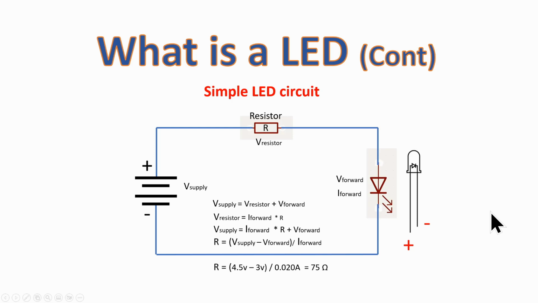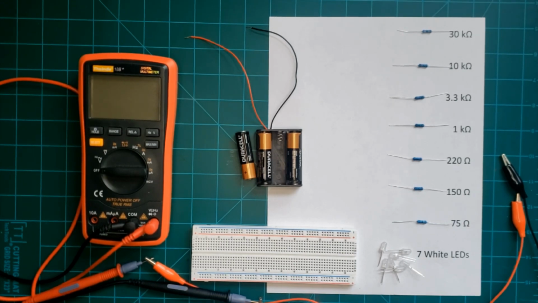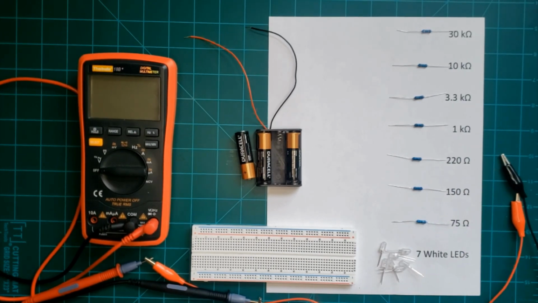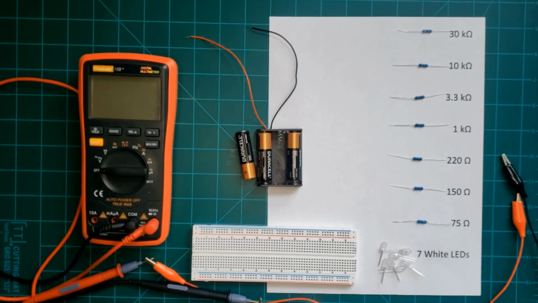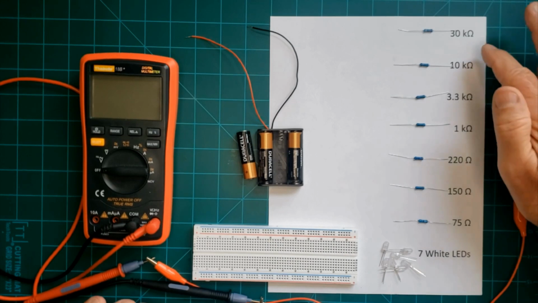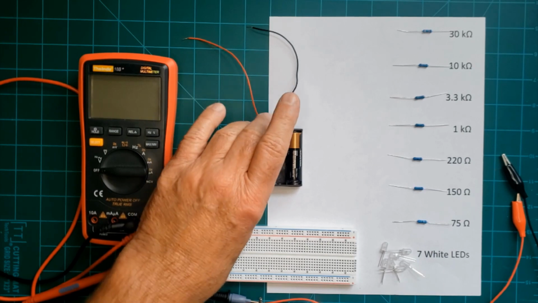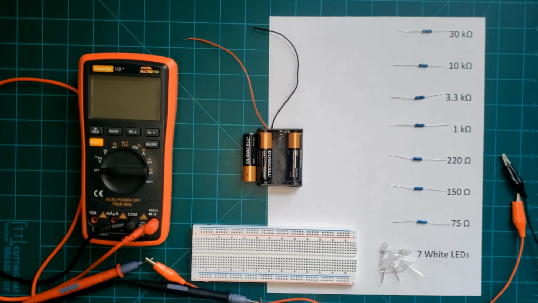Now we're going to actually implement this circuit on our breadboard. So what I've done is I've laid out all the parts we'll need for this little experiment. These should all be contained in your kit if you purchase our kit. I have 7 white LEDs, and then I have a series of 7 resistors. These resistors go all the way from 75 ohms, which is what we calculated should be the correct value, up to 30k ohms. I have my little 4.5 volt battery pack with 3 batteries.